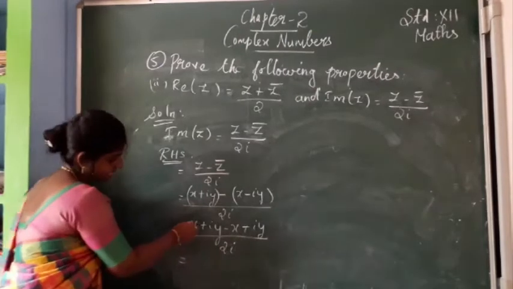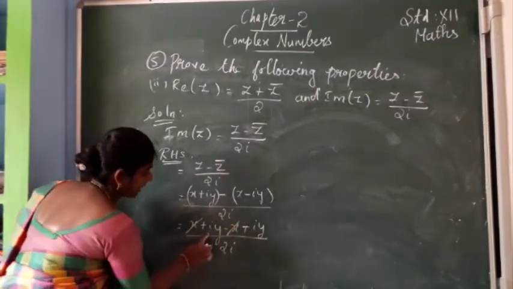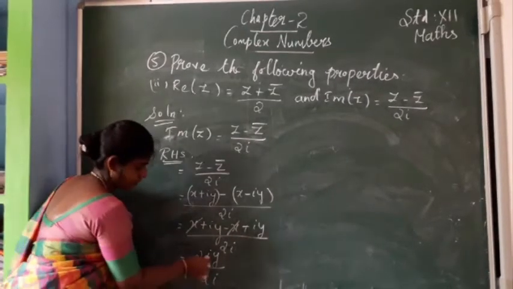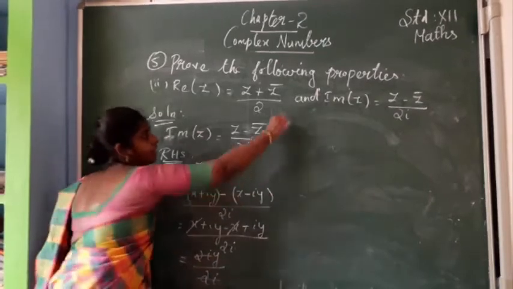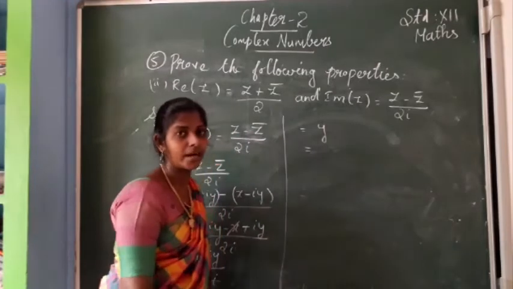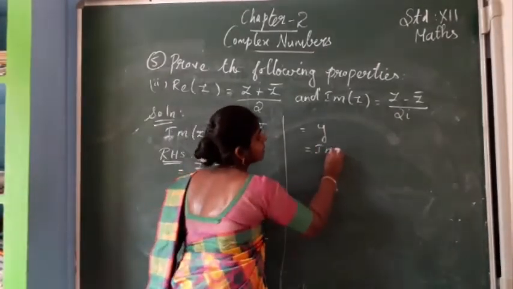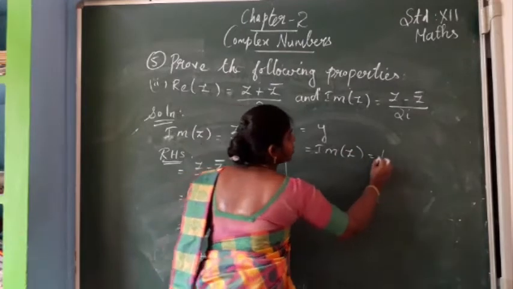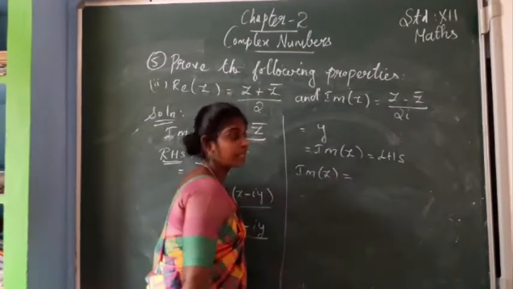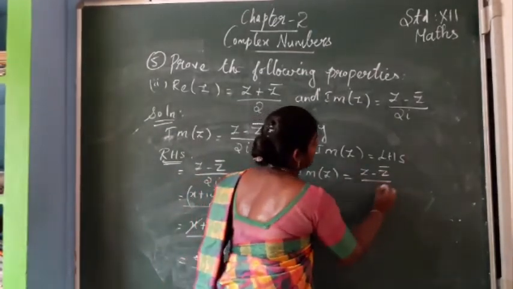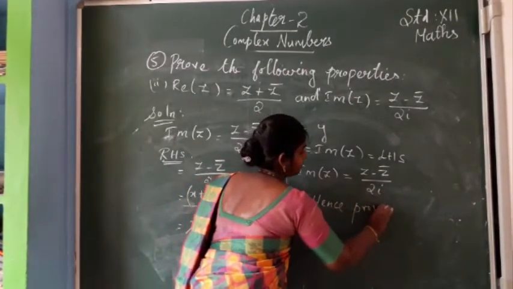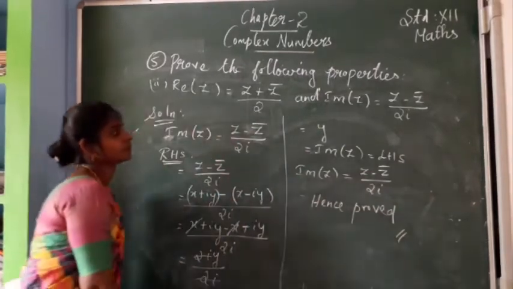That's equal to, this x cancelled, we'll get 2iy divided by 2i. So we can cancel 2i and 2i. We will get y. This is the imaginary part of z. So imaginary part of z, that's equal to LHS. So imaginary part of z is equal to z minus z bar divided by 2i, hence proved.